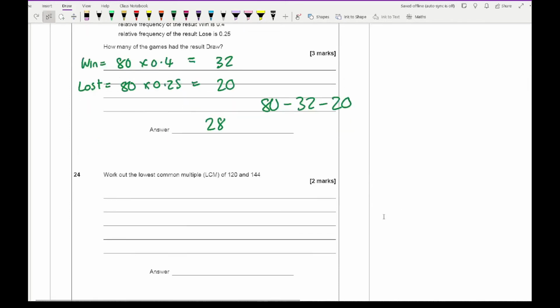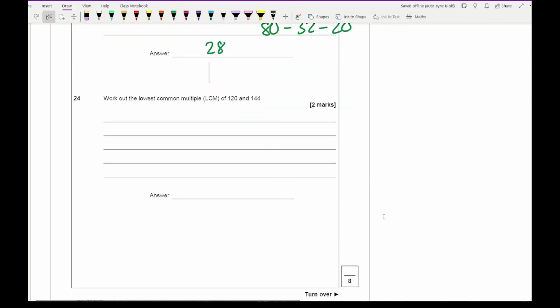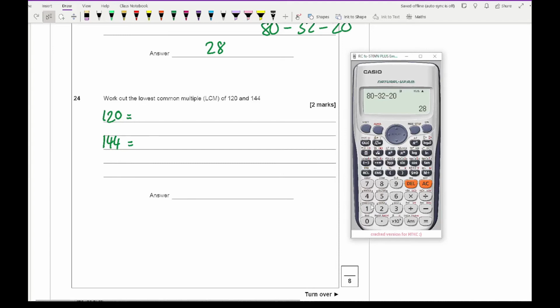Now for question 24, it says work out the lowest common multiple of 120 and 144. Now for this, what the question is basically asking me is what is the smallest number that appears in the 144 times table and the 120 times table. Now there's several ways in which you can do this. You can use Venn diagrams, you can use product of their primes. It doesn't really matter which method you go for. For me, I'm just going to use my calculator.